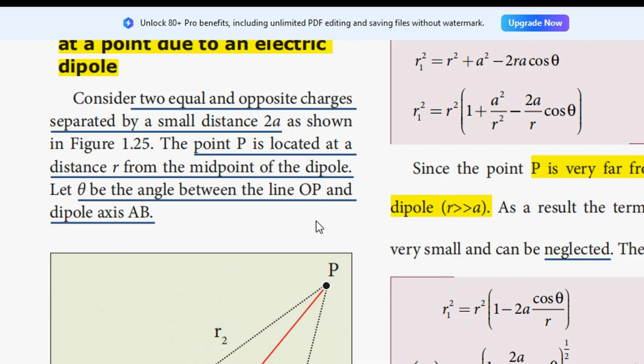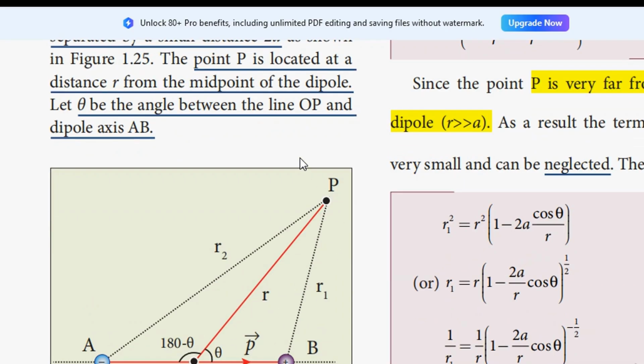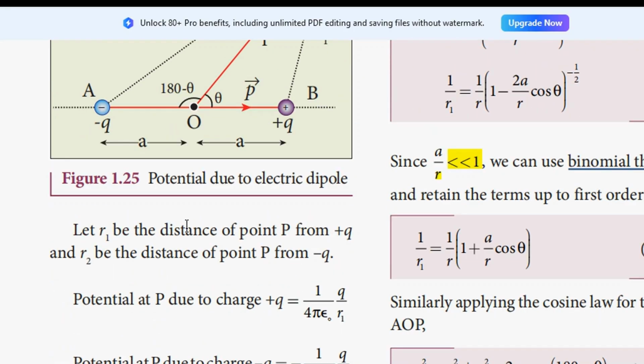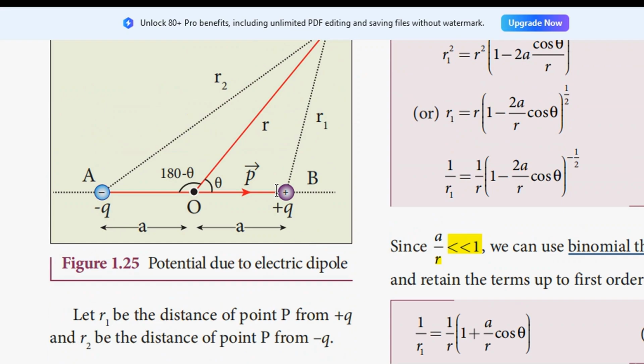And the point P is located at a distance r from the midpoint of the dipole. Let theta be the angle between the line OP and dipole axis AB, and R1 be the distance of the point P from plus Q, and R2 is the distance of point P from minus Q.